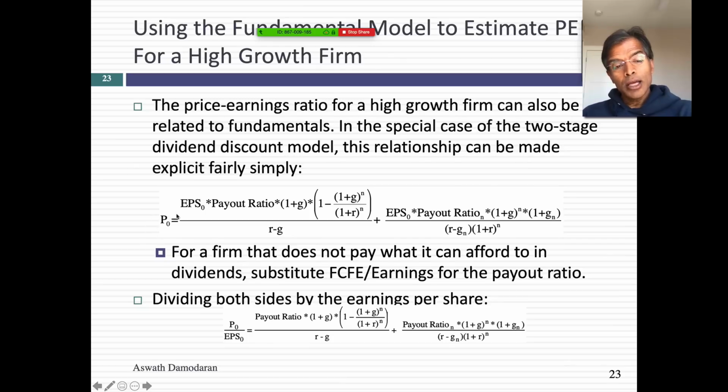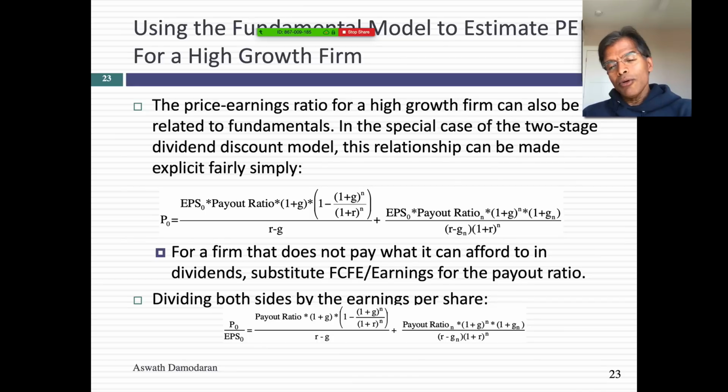I would have the value of the stock is the present value of expected dividends during the high growth phase. That's what this first term in the equation is. It's the present value of a growing annuity. So if you have 10 years of growth, this is the present value of dividends during those 10 years. And at the end of the 10 years, what do you have? You have the terminal value. So the second term is the terminal value. So I've just taken what we usually do in an Excel spreadsheet and made one equation.